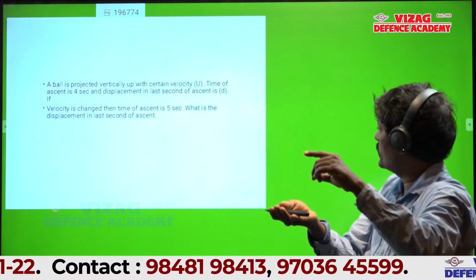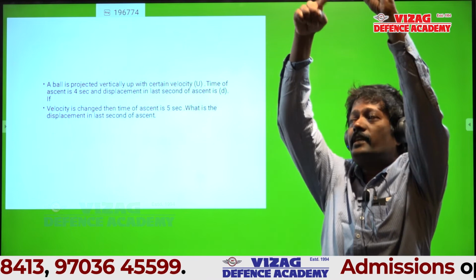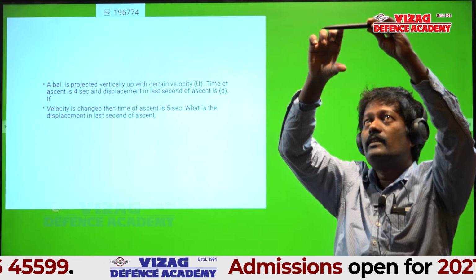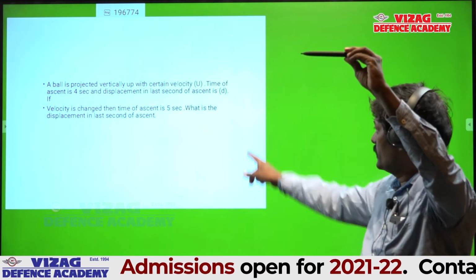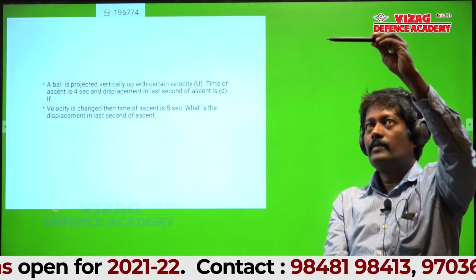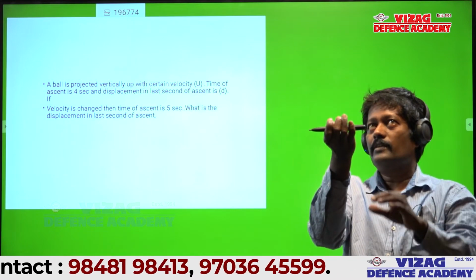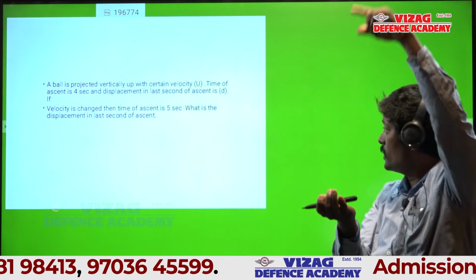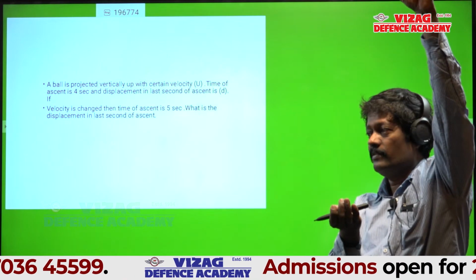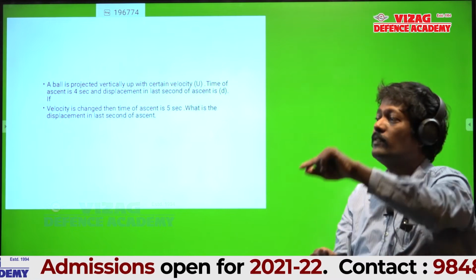The time of ascent is 4 seconds. In the last second it covered d. D is given, last second while going up. If I throw it with more velocity, time of ascent is how much now? 5 seconds. Now in the last second, how much will it cover?